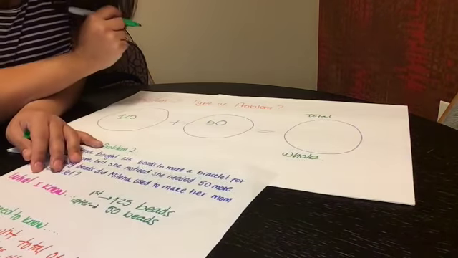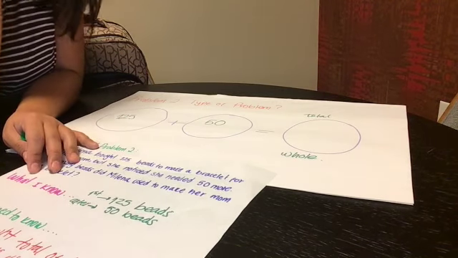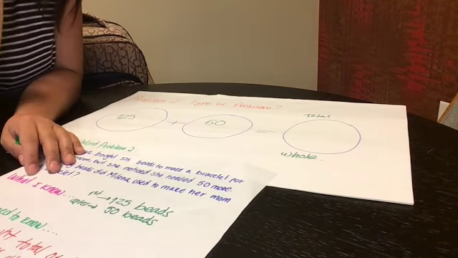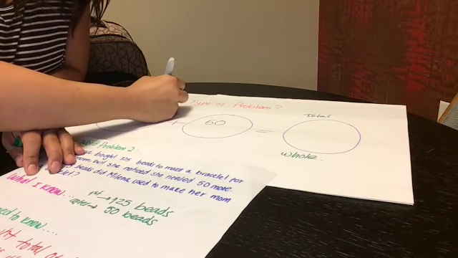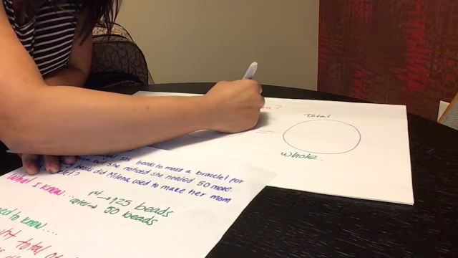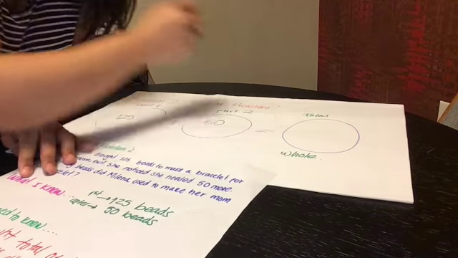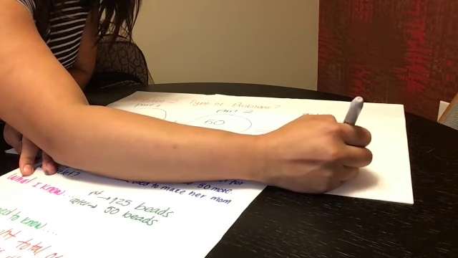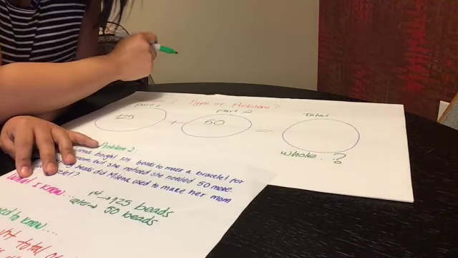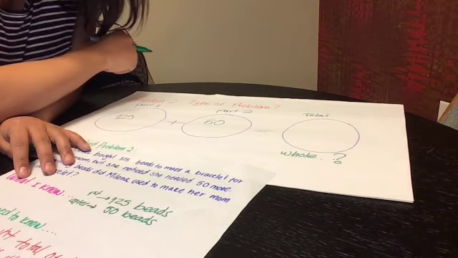This problem, guys, is called part whole because they give me part 1 and then they give me part 2 to find out what the whole is. So this problem is called part whole.